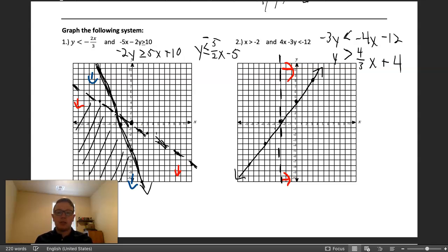Now we have to figure out which way we're going to shade. For this one, let's look at this equation. Is 0 going to be greater than 4? 0 is not going to be greater than 4, so we're shading everything above the line. And what's the area with 2 arrows in it? It's this top middle area here. So that's going to be our solutions.